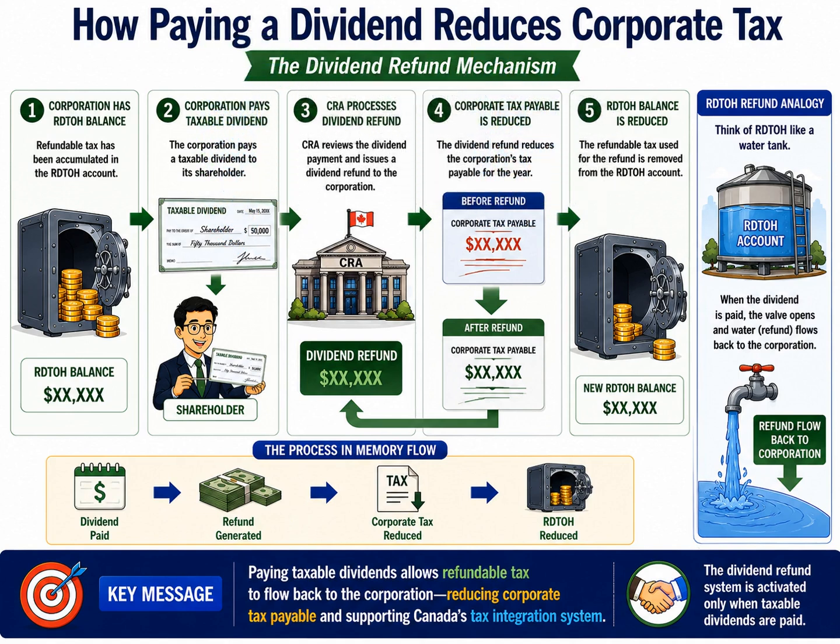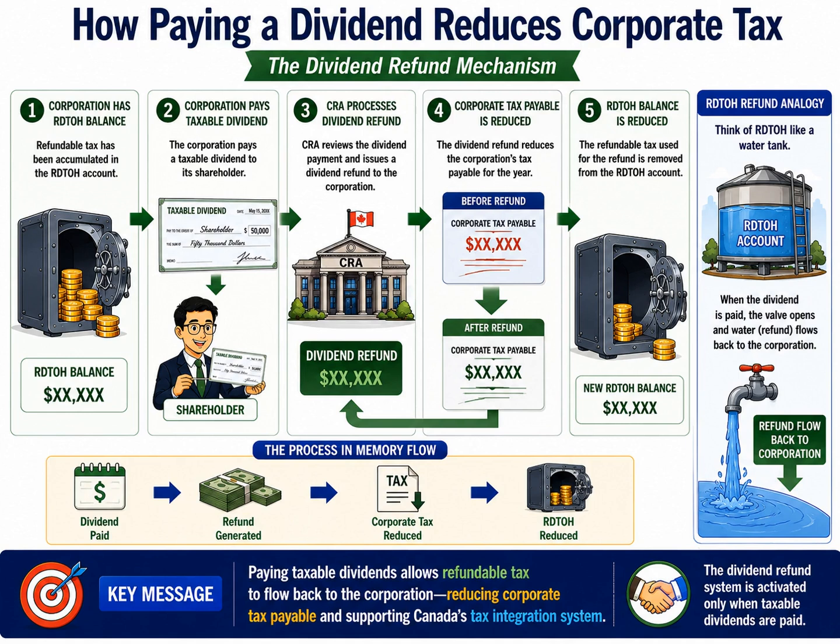The dividend refund is generated. Corporate tax payable is reduced. The RDTOH balance is reduced. Notice that everything begins with the dividend payment. Without paying a taxable dividend, the refund mechanism never starts. This is why tax planning often involves deciding when a corporation should pay dividends.